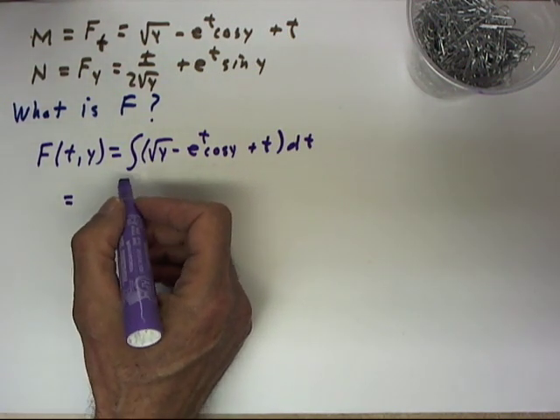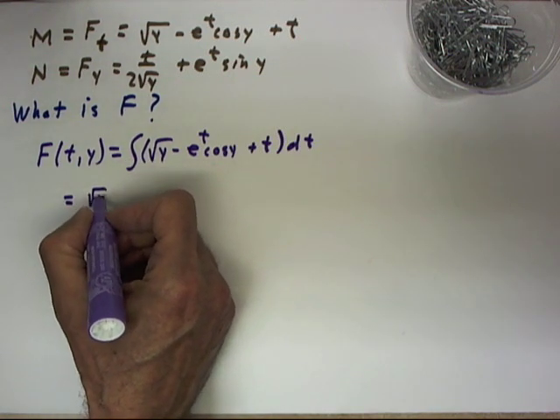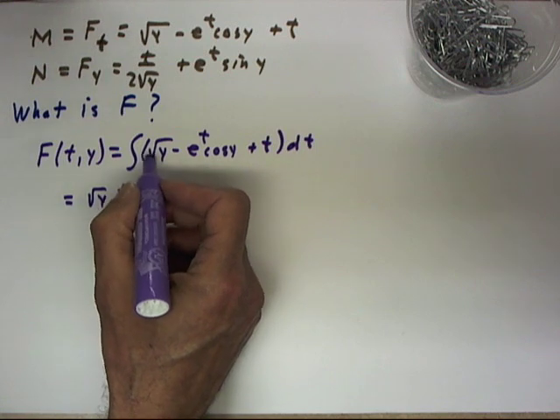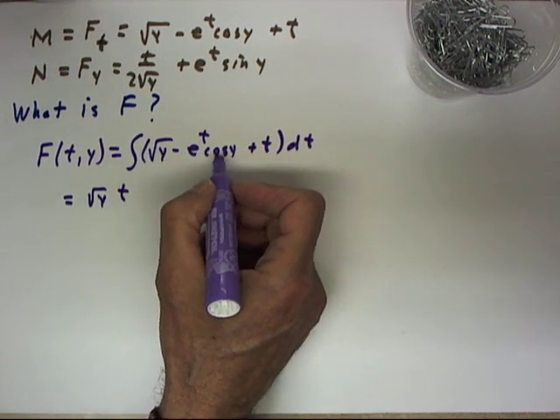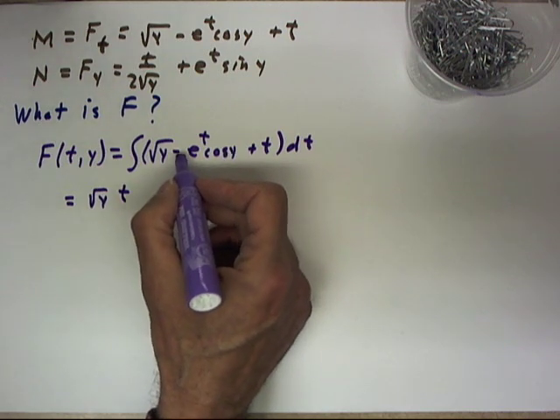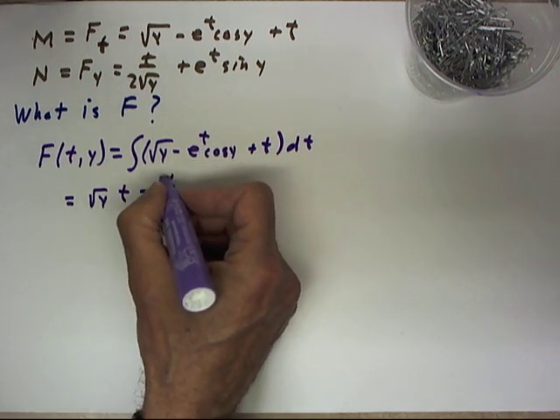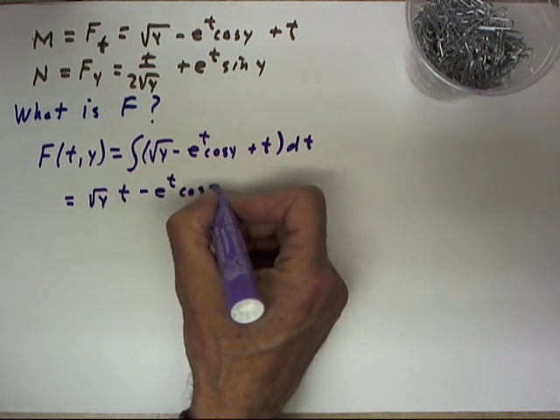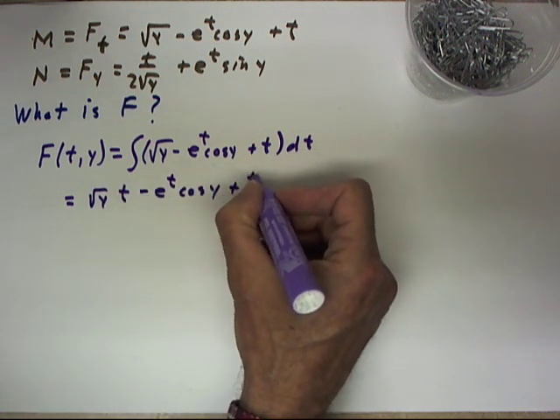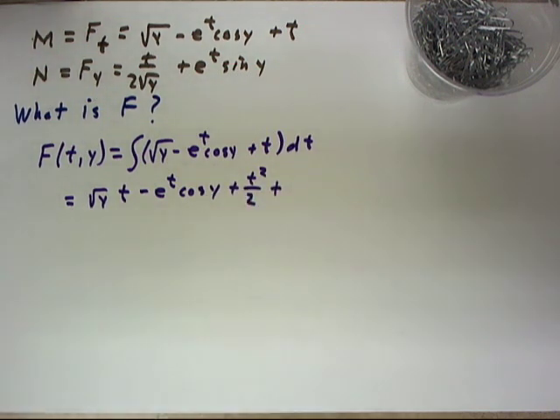Treating y as a constant, this is going to be the square root of y times t. And then, treating y as a constant, cosine y is constant, and the integral of e to the t is e to the t, so we're just going to get minus e to the t cosine y. And then we're going to get t squared over 2 plus an integration constant.